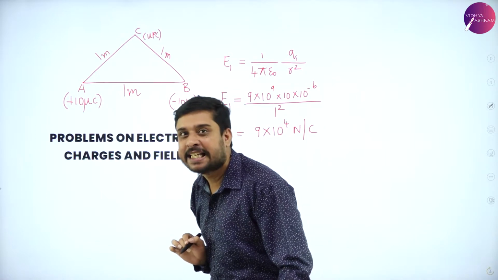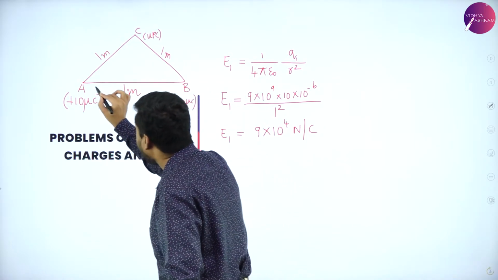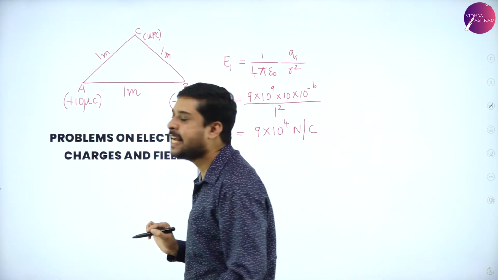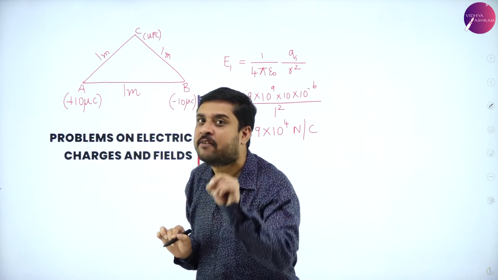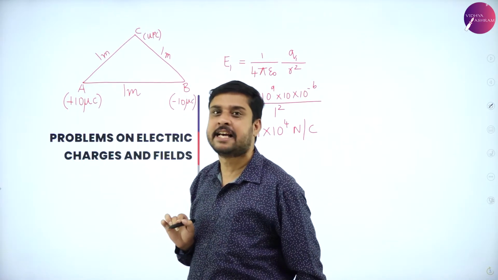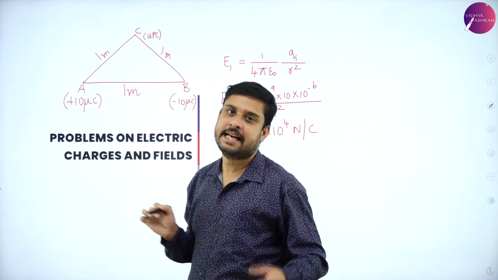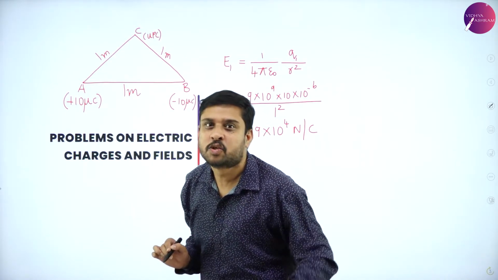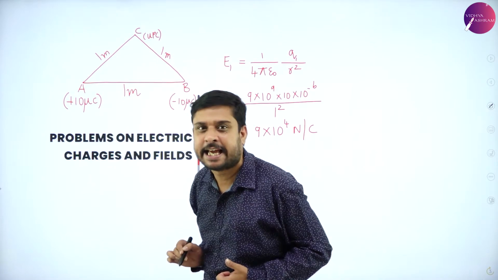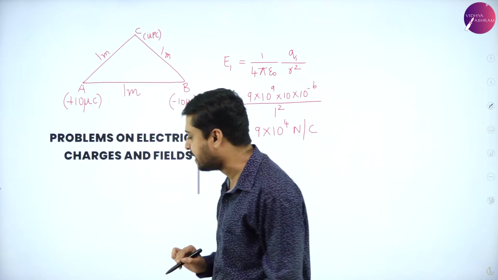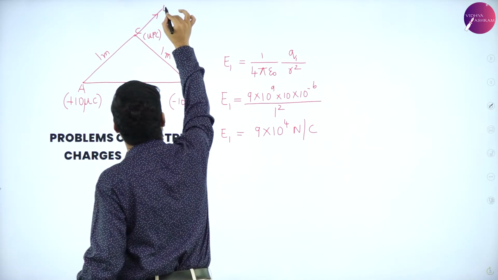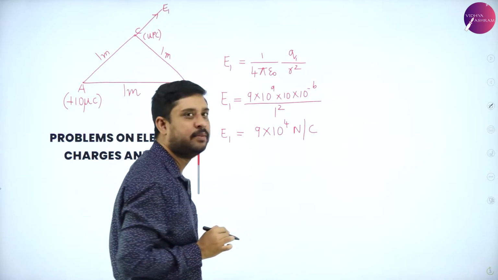What should be its direction now? At A, positive charge. At C, UPC, again positive. I have taught you all to write the direction. Both of them are positive. Like charges, they have to repel. So it will act away from the charge, experiencing the intensity. Who is that? UPC. So E1 should act away from C.